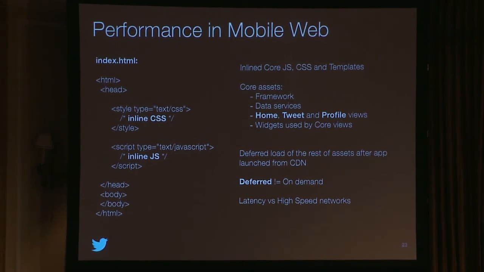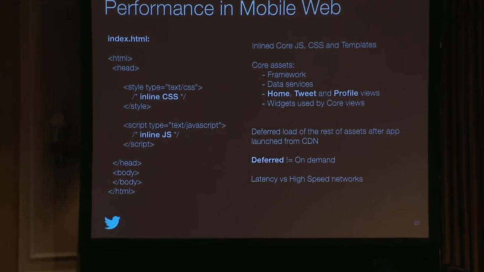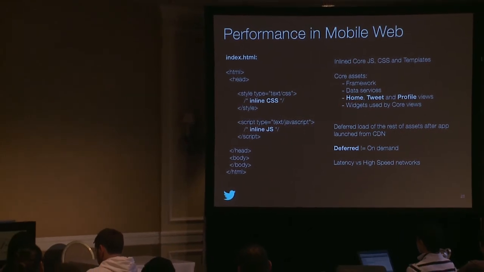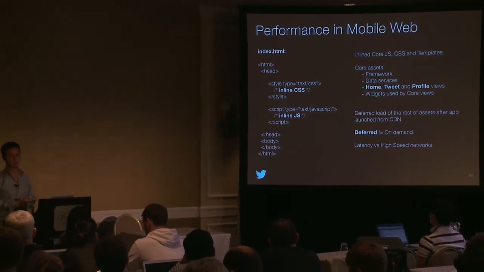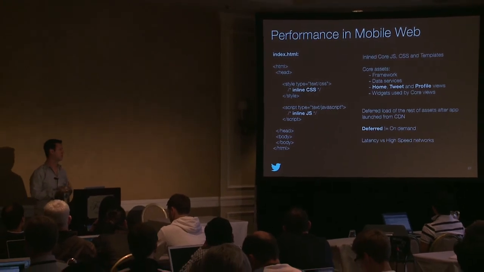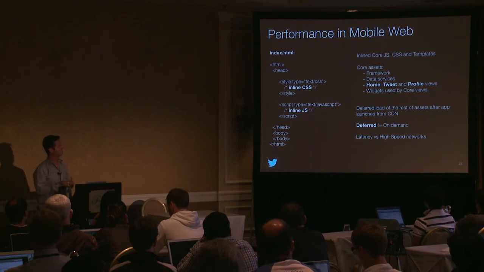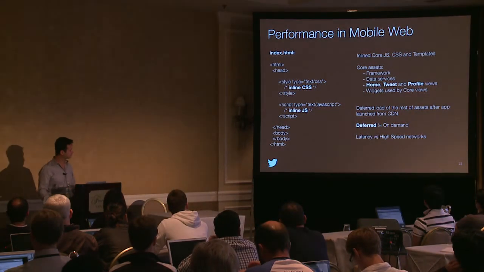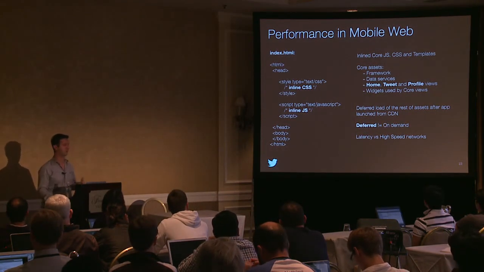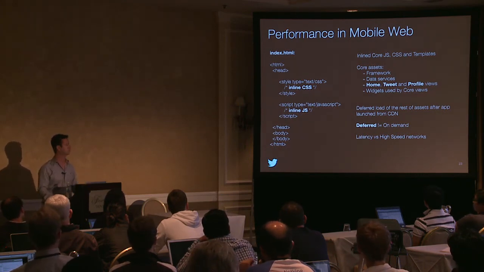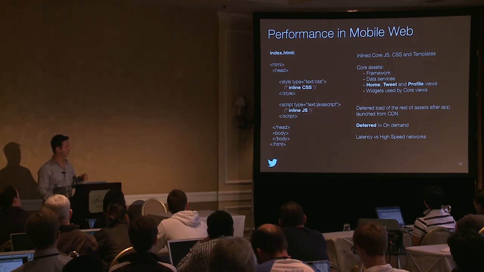Performance. Performance is one of the most important parts of our application and our development cycle. If you look at our payload, you will notice 2 things. One is that we inline most of our assets. The ones that we inline are our core assets, meaning the framework and the 3 main views, which are the home, the tweet, and the profile. Those are about 90% of the page views. The rest of them come in a deferred mode, through a CDN or just a regular script call, completely asynchronous.